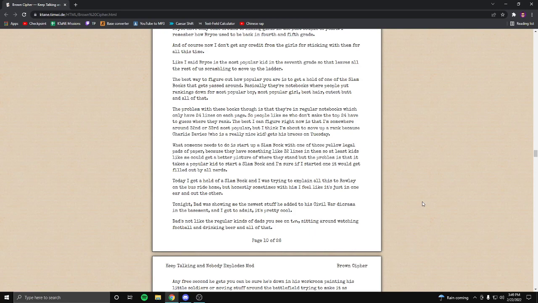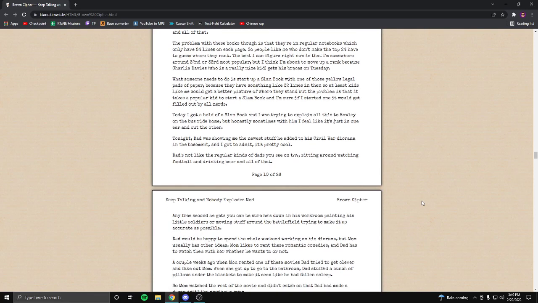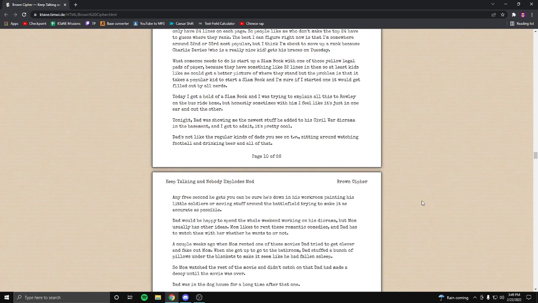Tonight, Dad was showing me the newest stuff he added to a Civil War diorama in the basement. And I got to admit, it's pretty cool. Dad's not like the regular kinds of dads you see on TV, sitting around and watching football and drinking beer and all that. And every second he gets, you can be sure he's down in the workroom, painting his little soldiers or moving them around the battlefield trying to make it as accurate as possible.